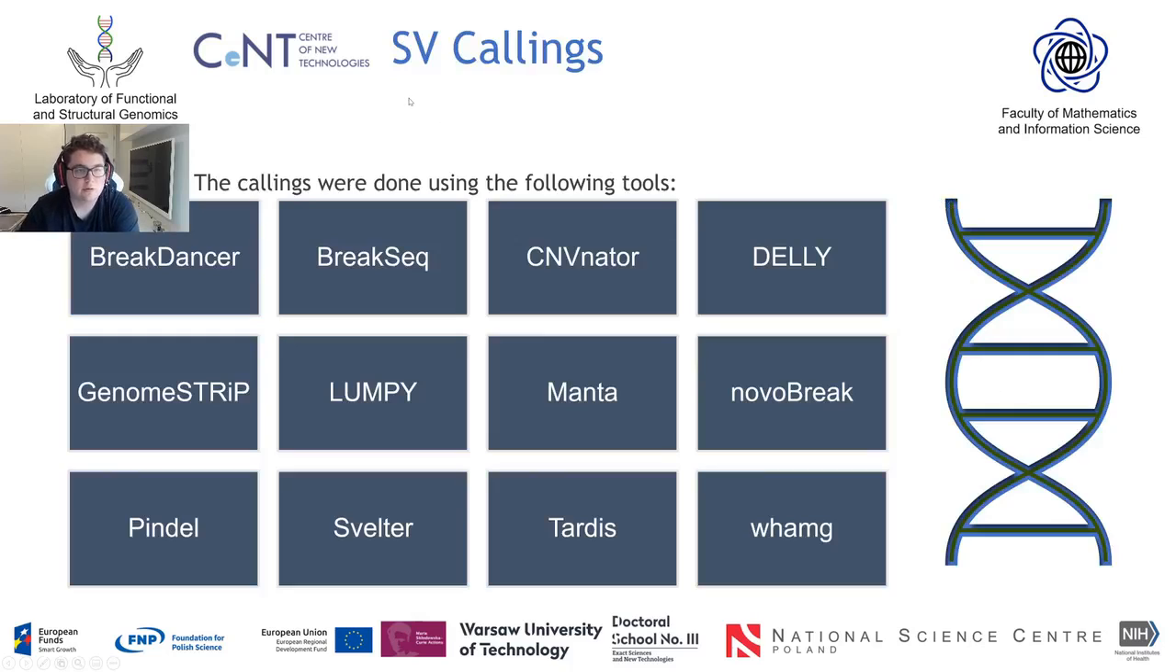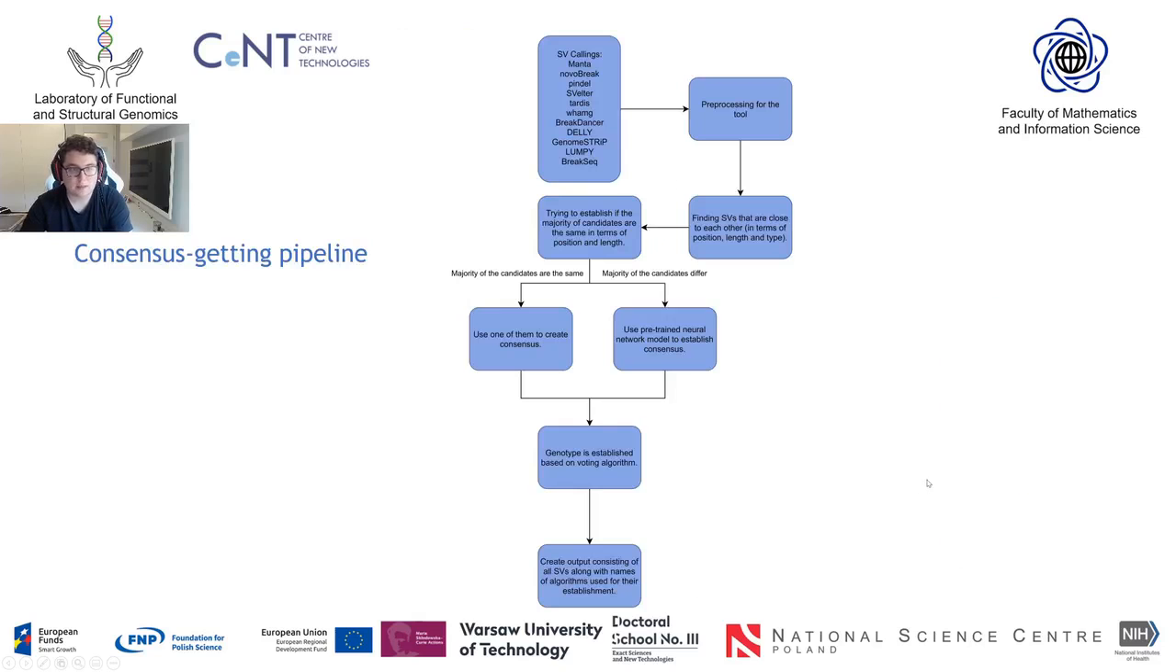What we did first in our work, we independently ran 12 SV callings, as you can see, with tools like Breakdancer, BreakSeq, Sinnovator, Delly, GenomeSTRiP, Lumpy, Manta, NovoBreak, Pindel, Svelter, TARDIS, and FHAMK. After we had done all of those callings, we decided to create an algorithm for merging them to obtain a high quality data set with all of the tools inside. You can see the algorithm pipeline on this slide.